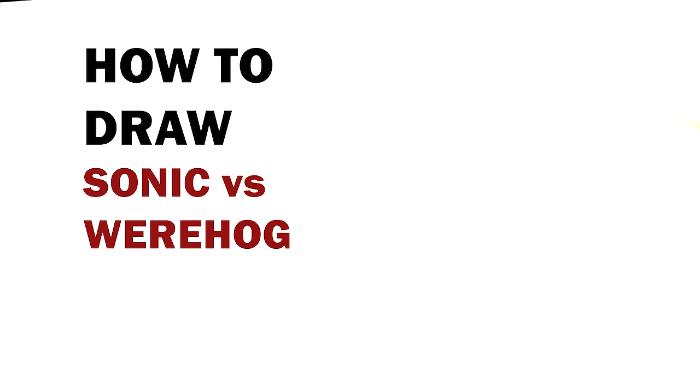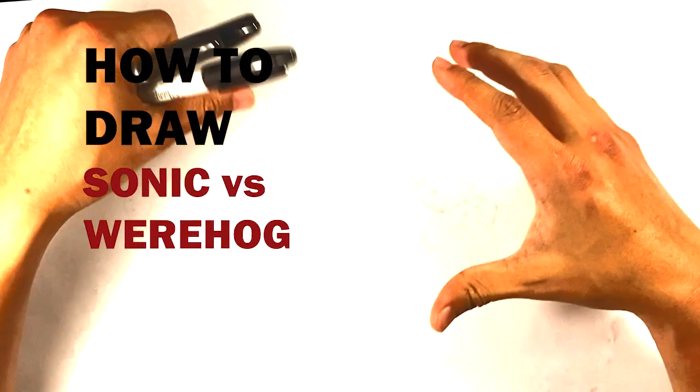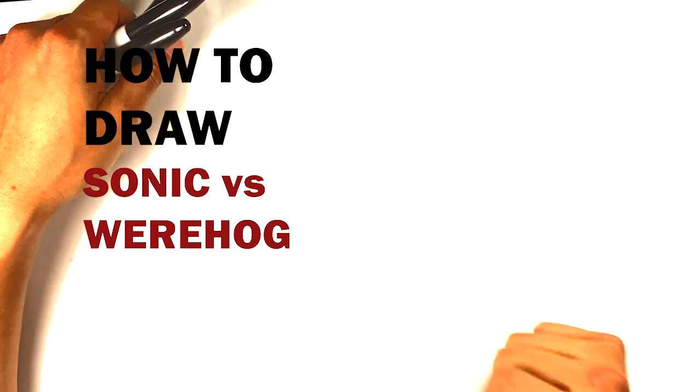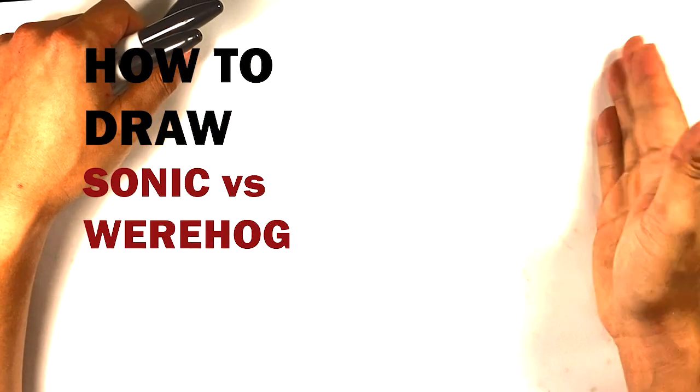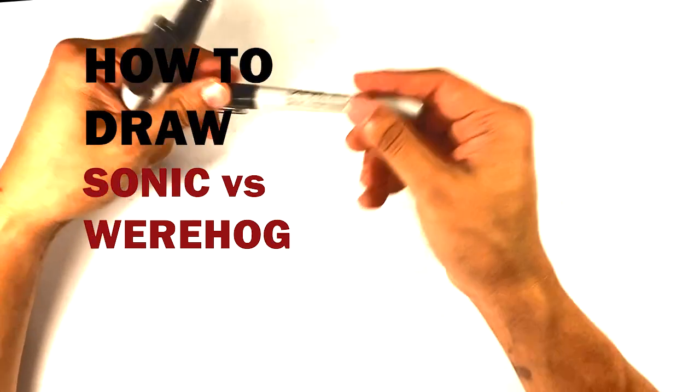Hey, how's it going? Today we're going to go over how to draw Sonic the Werehog versus Sonic himself. It's going to be a standoff pose. Very simple, very much for beginners. So if you're a beginner at drawing, stick around for this. You're going to enjoy it. It's going to be step by step all the way through, and it's going to be really, really short, like 7 minutes, maybe less.